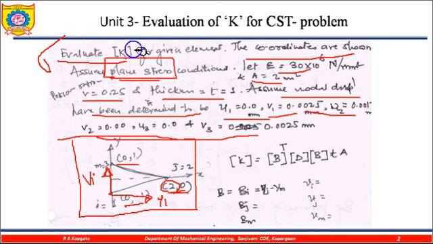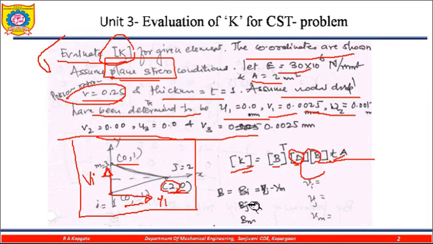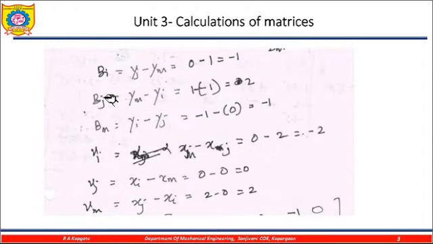Now we know the element stiffness matrix K is equal to B transpose into D matrix into B matrix into T into A. Now T is given, A is given, and the constitutive D matrix is related with the Poisson's ratio V, so that can be found very easily. Now the issue is only the B matrix calculation. So the B matrix is equal to beta i, beta j, beta m, and similarly gamma i, gamma j, gamma m. Hence I can calculate my B matrix very easily.